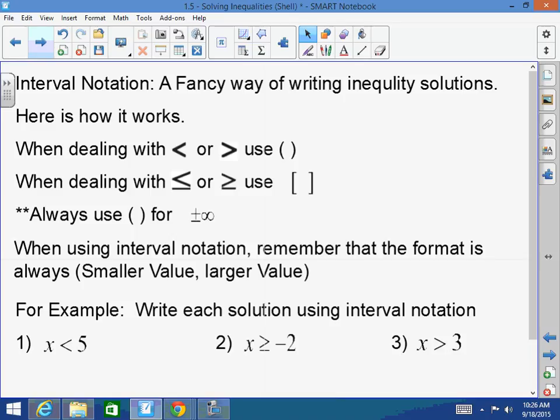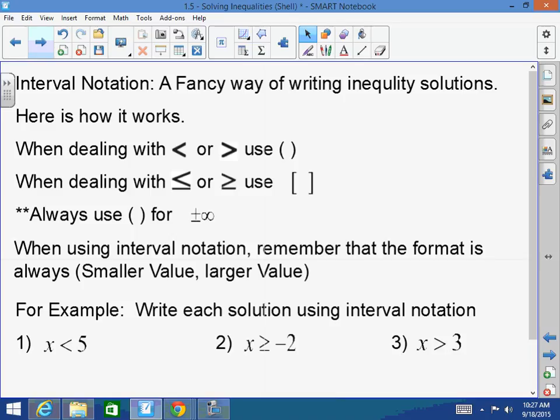Here is how it works. When dealing with less than or greater than signs, you're going to use parentheses. When dealing with less than or equal to or greater than or equal to inequality signs, you're going to use brackets. You always use parentheses for positive or negative infinity. I'm going to show you what this all means, but those are things you have to memorize. If you're dealing with an infinity as part of your answer, it has to be in parentheses. If you're dealing with a less than or greater than, it's parentheses. If you're dealing with a less than or equal to or greater than or equal to, it is a bracket.